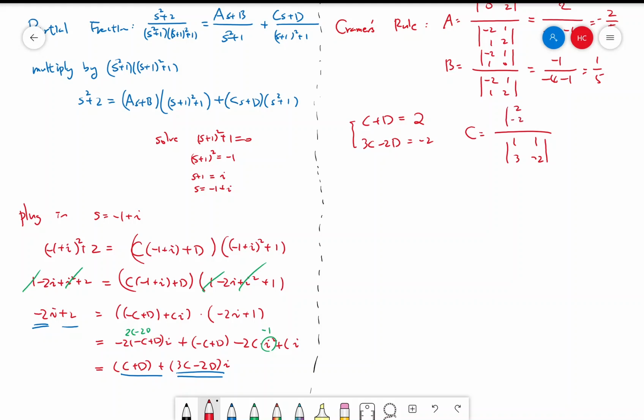And same thing with Cramer's rule, c is equal to this determinant in the denominator and this determinant in the numerator. -2, -4 plus 2, -2 minus 3, so it's 2/5. And then d is similar. So 2, -2, 1, -2, 1, 1, 3, -2. The denominator is the same. The numerator is -4 plus 2.